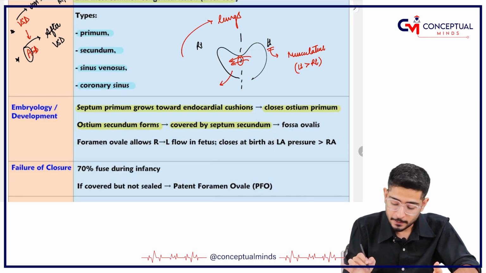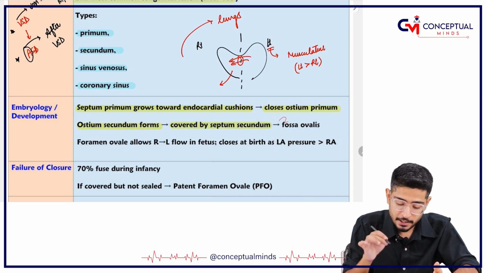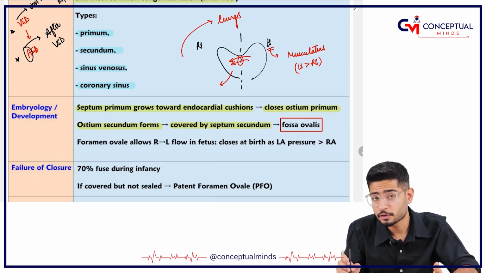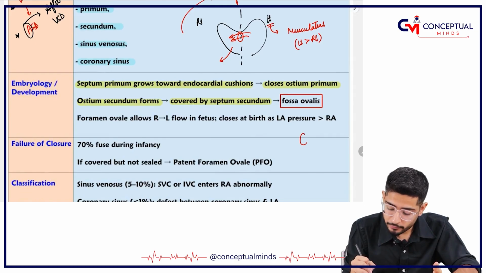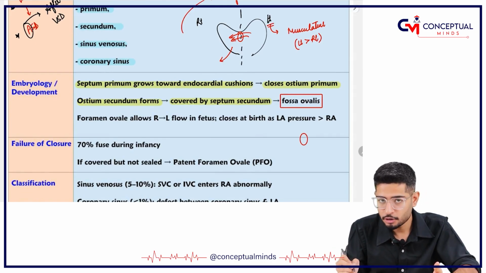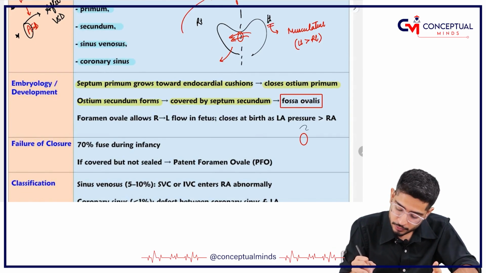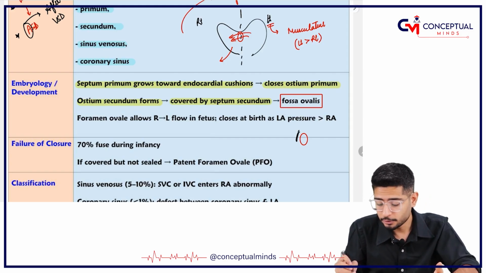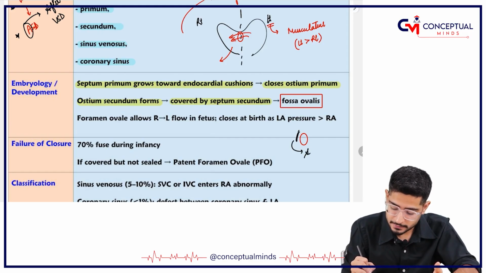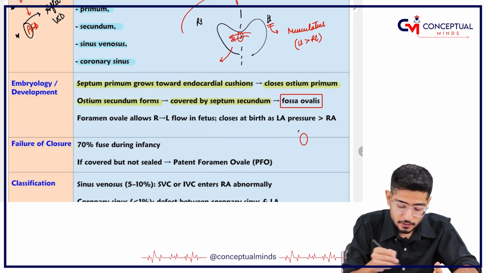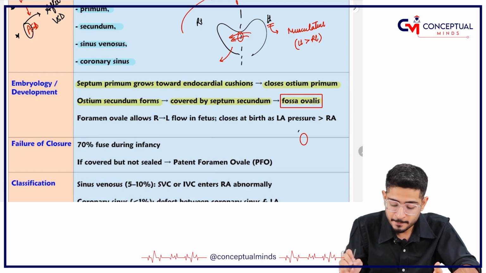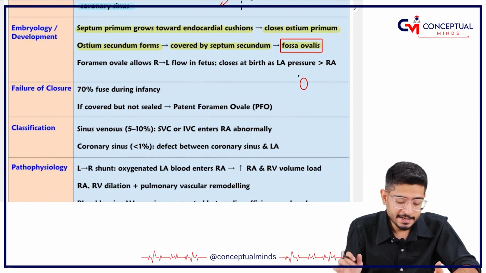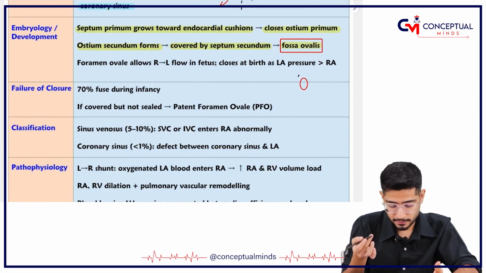Now, if you see here, the word written is fossa ovalis. It is not foramen ovale. Foramen ovale is just the opening, whereas fossa ovalis is the covering of that opening. That is actually formed by the septum secundum. So the fossa ovalis is the septum secundum which is surrounding the foramen ovale. Now, failure of closure.